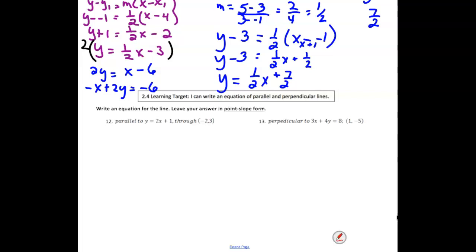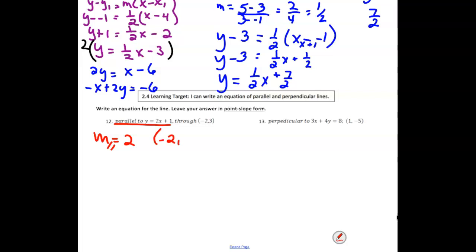So our first one here says, write an equation for a line. It does say leave our answer in point-slope form. Okay. We want a line that is parallel to y equals 2x plus 1, and it goes through the point negative 2, 3. Parallel to this. What is it telling me? The slopes have to be equal. What's the slope of this given equation? All right, so that tells me I want a slope of 2. Yes? And I'm going to put the parallel symbol there, the two parallel lines. So our parallel slope will be 2 as well.